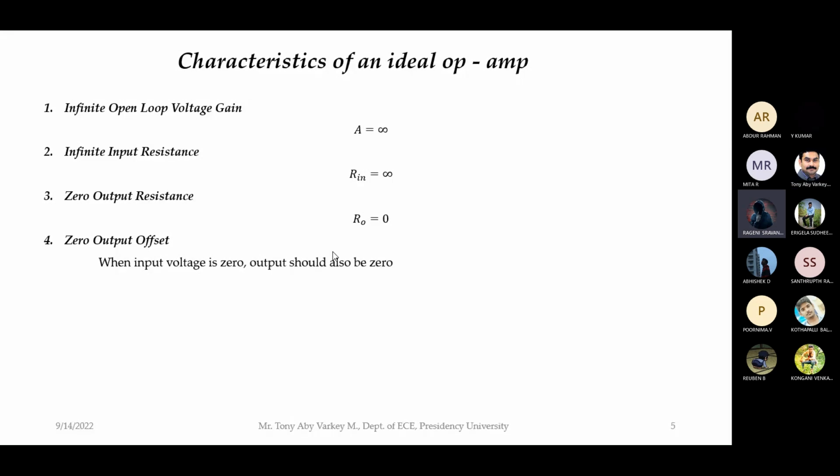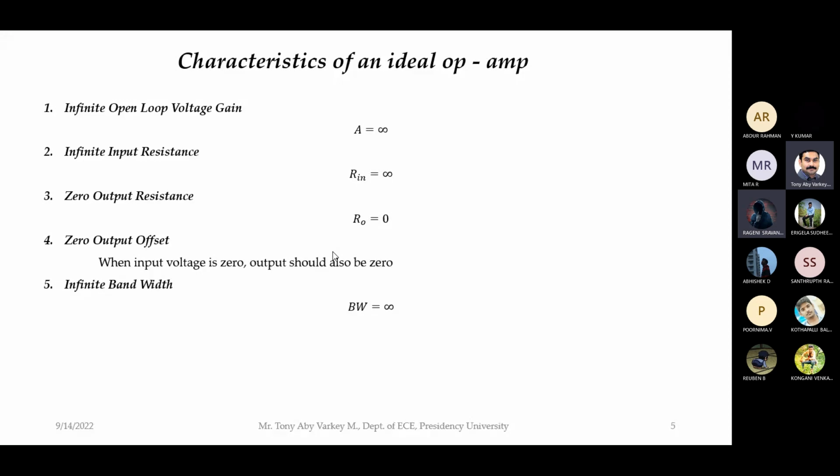Now, next is infinite bandwidth. Bandwidth should be infinite. Why are we telling bandwidth should be infinite? Bandwidth means frequency range. So if you have an ideal op-amp, it should amplify 0 hertz frequency as well as infinite hertz frequency. That is what is meant by bandwidth. Whereas a practical op-amp will not amplify all the frequencies. Understood? Because it will have a frequency limitation.